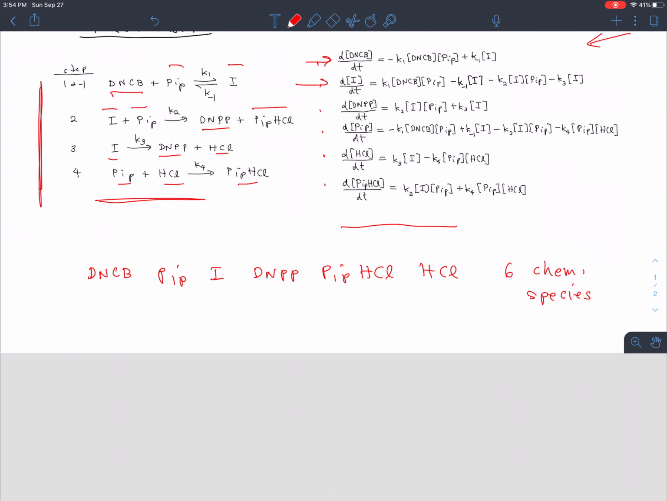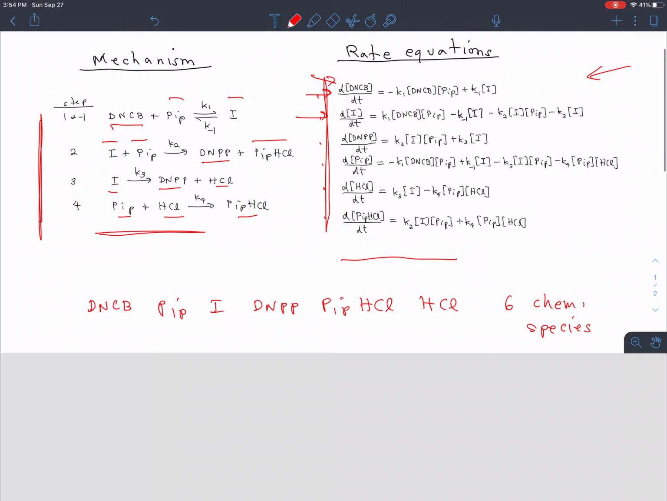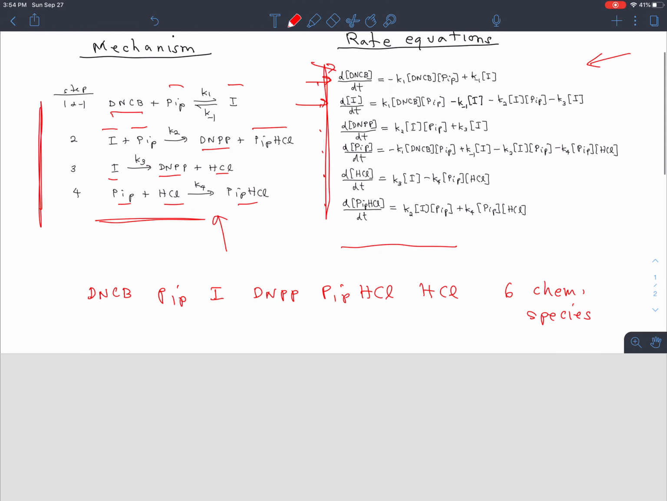There's going to be a rate of change for every one of those chemical species, and that's what these rate equations are. They're equations expressing how each of these chemical species changes with time. So there always will be one rate equation for every chemical species that exists in the overall mechanism. So let's write them down.